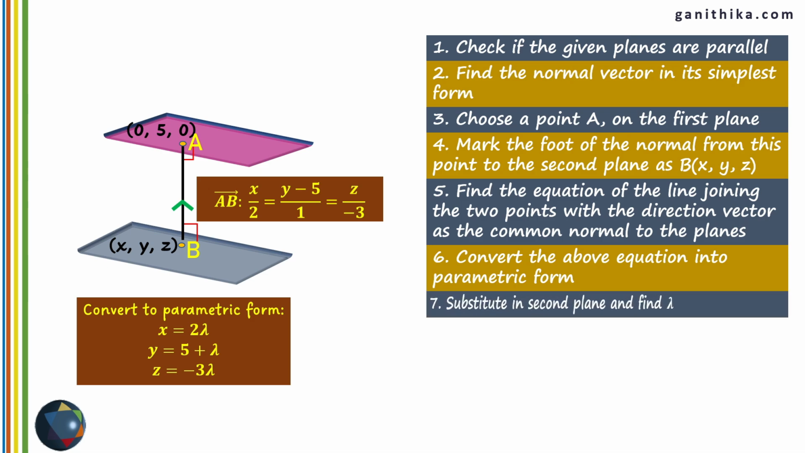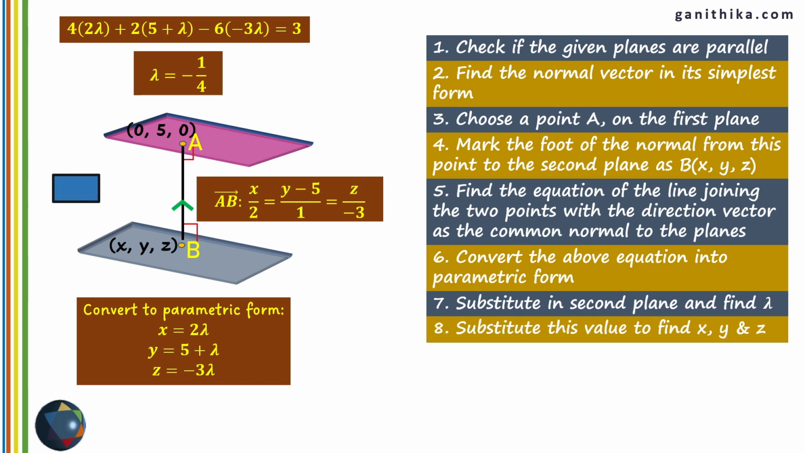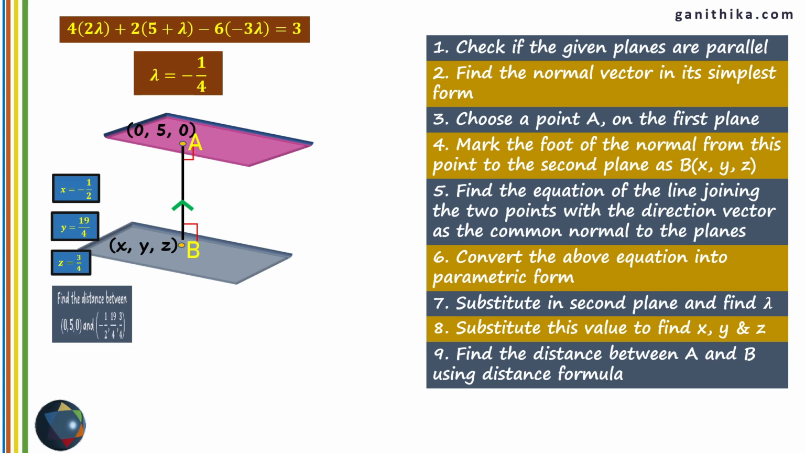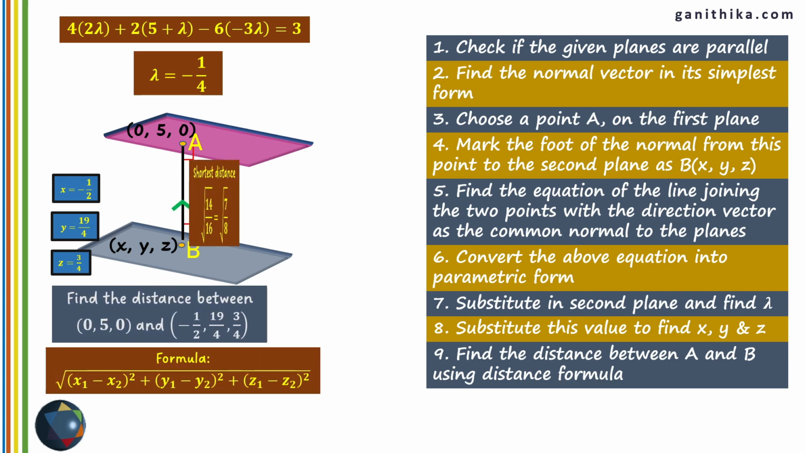So we have converted to parametric form, substituted, and found lambda, which is equal to -1/4. Then we just need to substitute it back to get x, y, z, just below the point that we have chosen on the first plane, which is (0, 5, 0). Once you have found x, y, z, what are you supposed to do? It's the distance between (x, y, z) and (0, 5, 0). So use the distance formula and find the distance between the points A and B of the parallel plane.